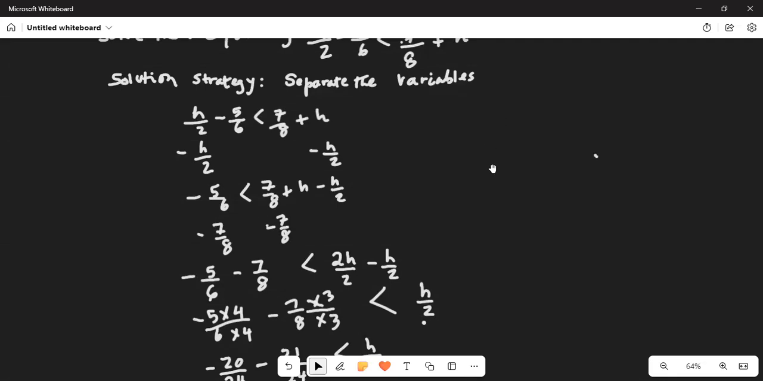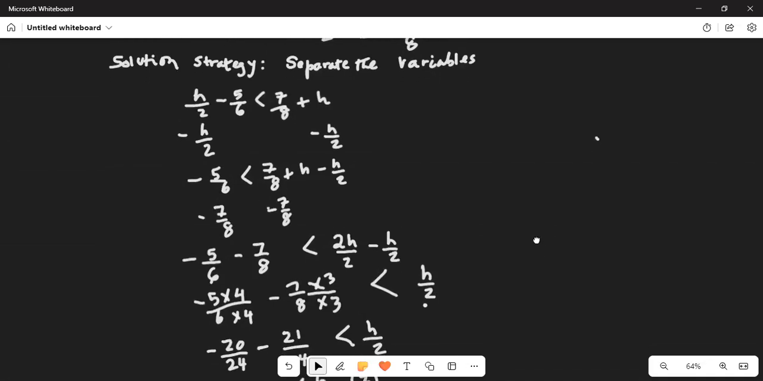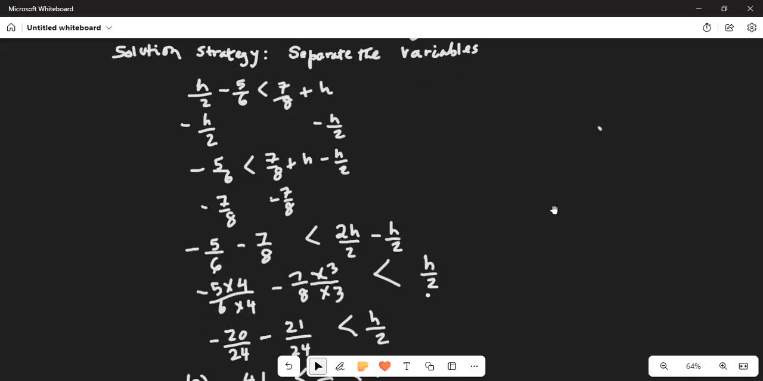We are left with 2h over 2 minus h over 2. You ask why it is 2h over 2? Because h can be written as 2h over 2. Now, with minus 5/6 and minus 7/8 on the left-hand side, we need to bring in a common denominator in order to subtract or add.